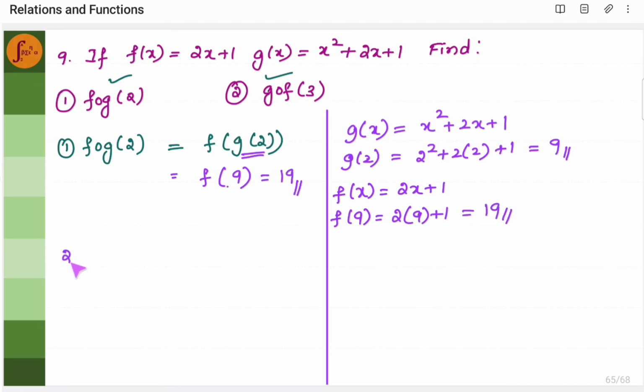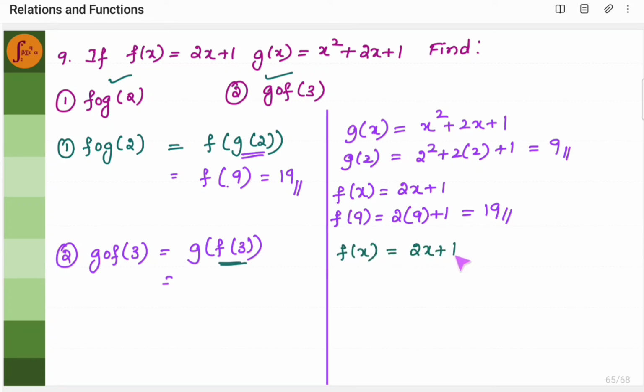Now let's find the second one. Second one is g of f of 3. Now I'll have to find f of 3. To get f of 3, I need to know f of x. F of x is 2x plus 1. I need f of 3. So instead of x, I put 3. So I get 7. So f of 3 is 7.